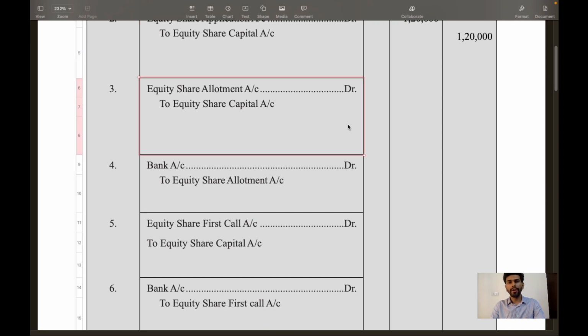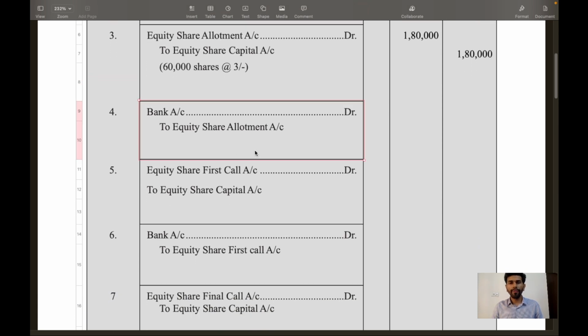Next journal entry on due of allotment money. So the journal entry will be equity share allotment account debit to equity share capital account. Amount will be 60,000 equity shares and allotment money is 3 rupees per share. Amount will be 1,80,000 rupees. Narration will be being allotment money due.